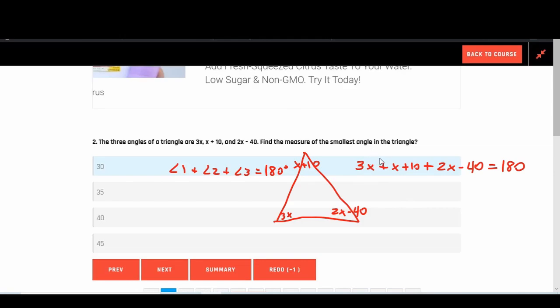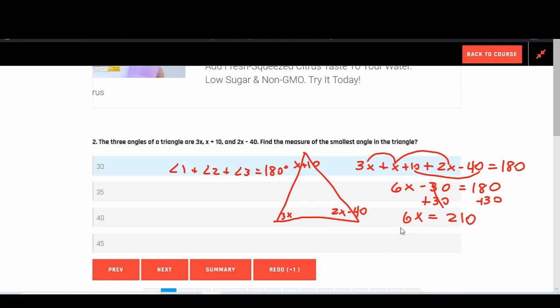Let's go ahead and combine like terms. We have 3x, x, and 2x, so that's 6x. And then we have 10 and negative 40, so that's negative 30 equals 180. Let's move this 30 to the other side by adding it to both sides. We're left with 6x; negative 30 plus 30 cancels out. 180 plus 30 is 210. Again, 180, 190, 200, 210.